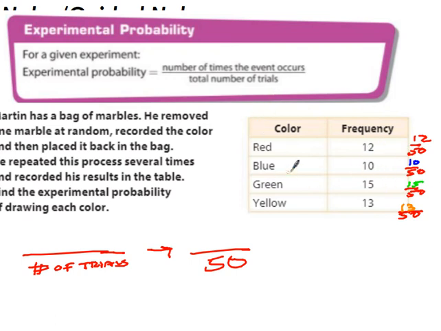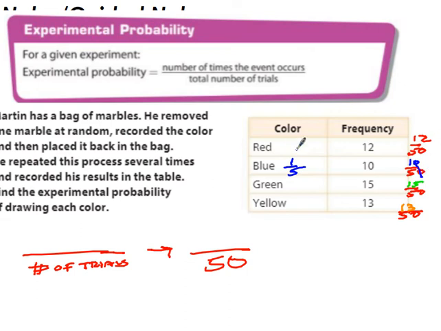We drew blue 10 out of 50, green 15 out of 50 times, and yellow 13 out of 50 times. So by this experiment, these are all my probabilities. And of course, I have to simplify. So 10 out of 50 really becomes 1/5. So blue is 1/5. I can divide these both by 10.